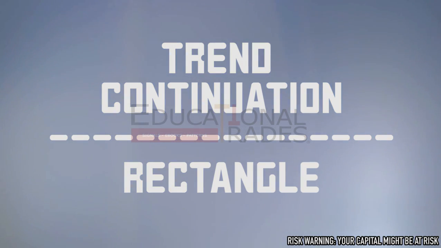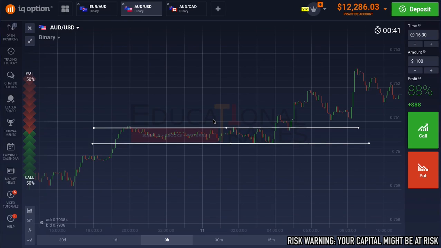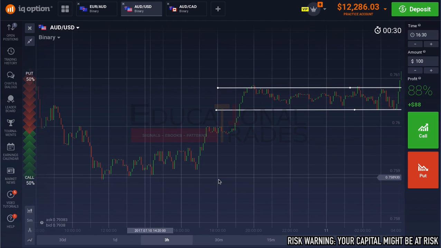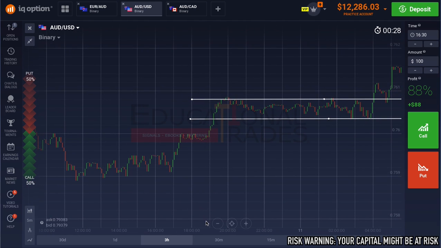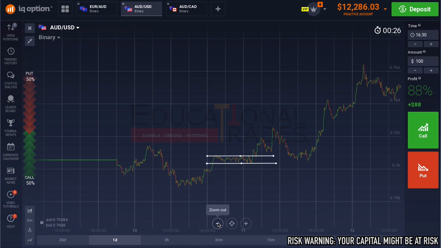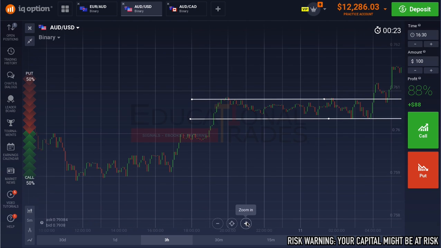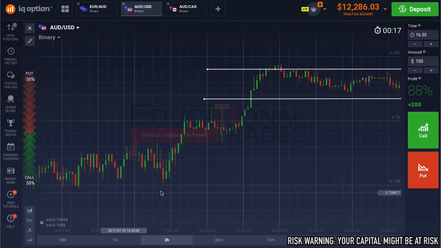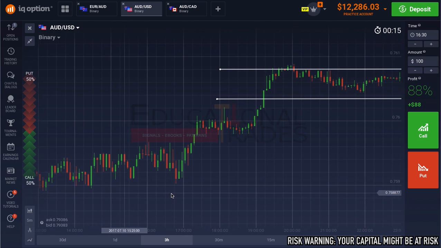Trend continuation. Rectangle. As you can see, I drew a rectangle, like checking a horizontal trend. To recognize the continuation is very easy, because you'll see that the price, after a lateralization, will break the support or the resistance, continuing its trend. Always wait for a confirmation by the first 2 or 3 candles after the breaking. Follow the instructions in the video. We will see more patterns during our next lessons.